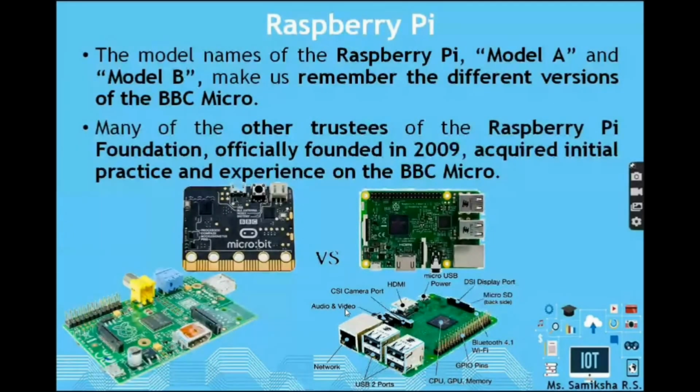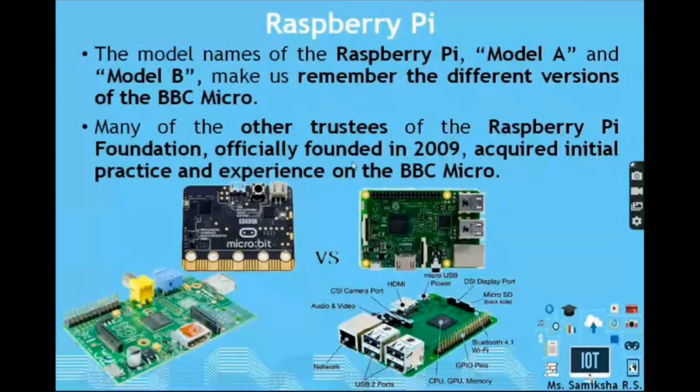So just like we have the model names of BBC Micro, so this is the BBC Micro, that is micro:bit. We also have the model names for Raspberry Pi. So primitive versions of Raspberry Pi had the model names like Model A, Model B. Currently we also have Model B, but there is a number also which is associated. So in the market right now, it is Raspberry Pi 4B that has come into market recently.